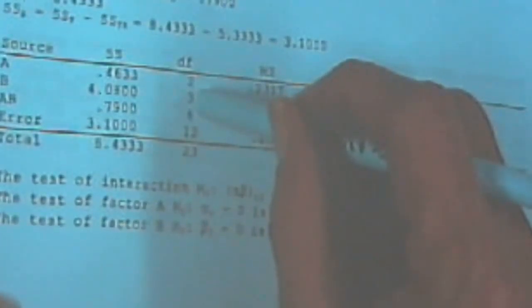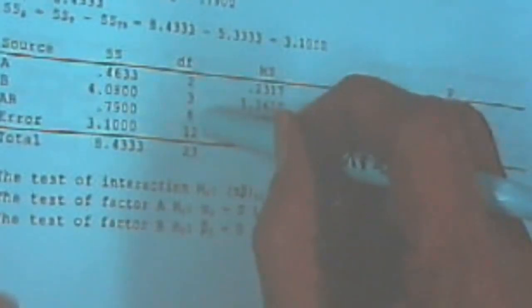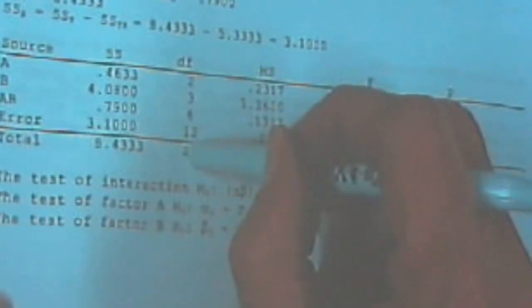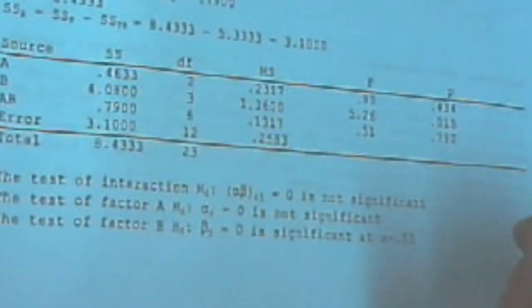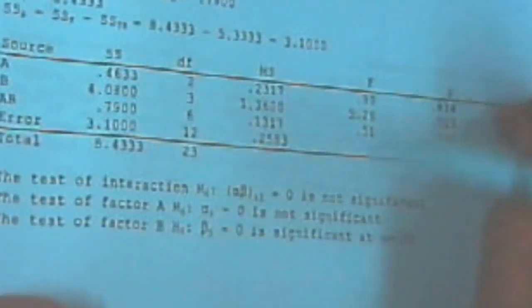Now they have degrees of freedom. For A, it's 1 less the number of rows, which is 2. For B, it's 1 less the number of columns, which would be 3. For interaction, it's always the product of those two numbers, so 2 times 3 is 6. For total, it's always one less the total number of observations. 24 minus 1 is 23. And then we can figure out the 12 by the fact the top 4 have to add up to the bottom. So anyway, we figure out degrees of freedom for the sum of squares. And we divide degrees of freedom into sum of squares to get these mean squares. And then we have these F statistics right here.